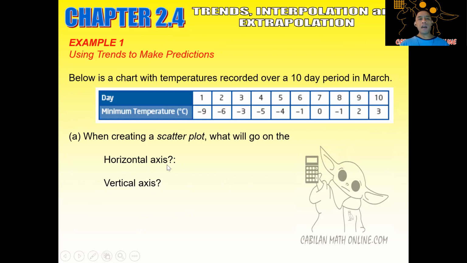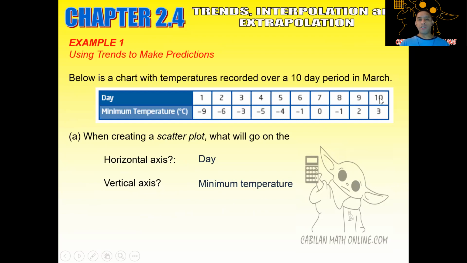In the previous lesson, I mentioned that if you're given a table where everything's broken up according to row and column, 99.9% of the time, the top row would be the independent variable. So in this case, the day would go on the horizontal axis. That would make the bottom values go on the vertical axis, and the vertical axis in this case would be the temperatures based on what you see below.